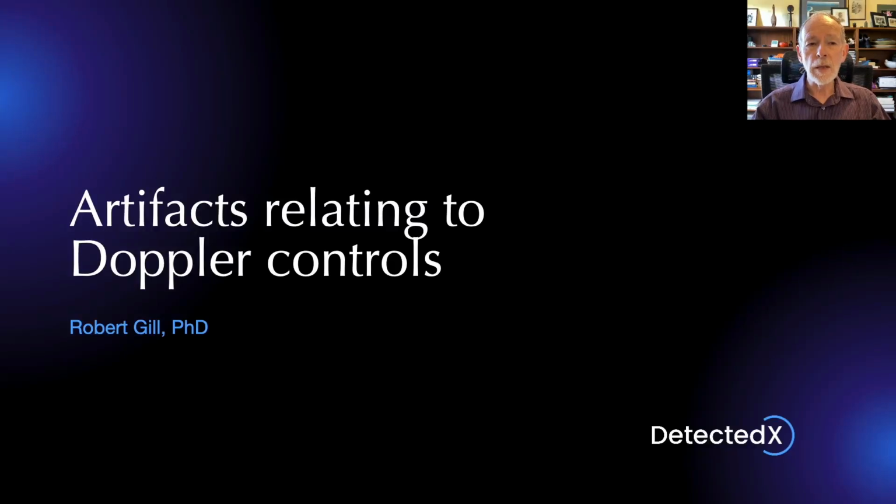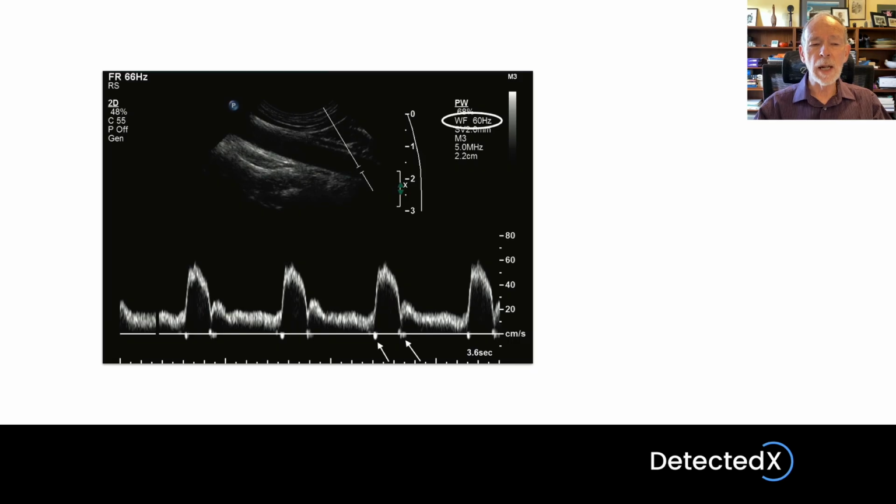We'll look now at some artifacts that relate to the Doppler controls. Here, we're looking at an artifact called wall thump. It's caused when motion of the walls causes Doppler signals that are not sufficiently well filtered out by the wall filter. In this particular case, I've artificially induced it by reducing the wall filter below the setting that the machine had chosen. So we have an inappropriate wall filter setting, and the result is that we are detecting moving walls.